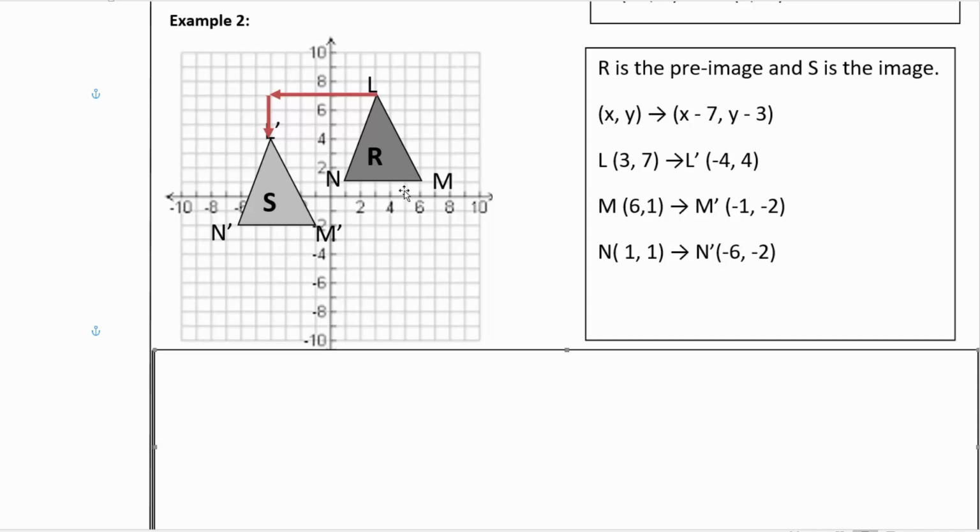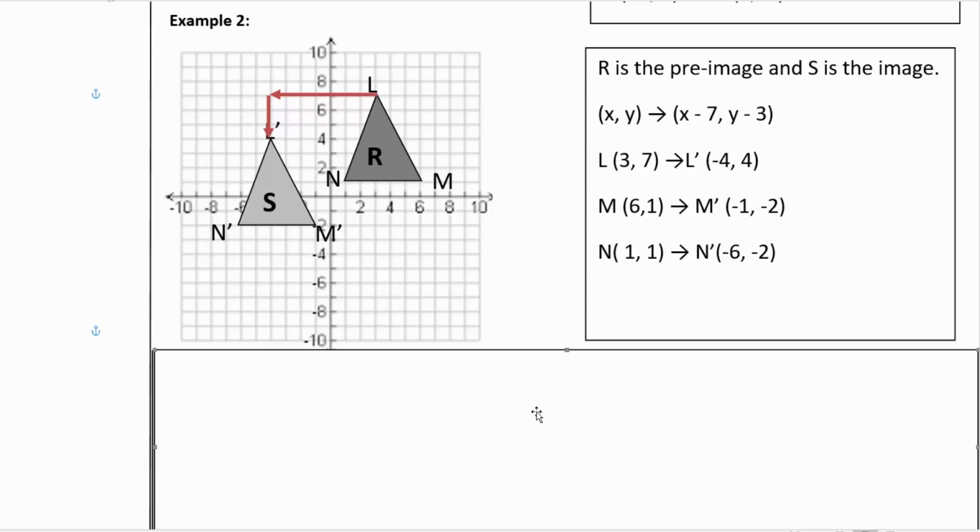We follow those same steps for M. It started at 6, 1. We subtract 7 from the x-coordinate 6 and 3 from the y-coordinate 1. M prime is at -1, -2. Doing the same thing for point N, it started at 1, 1. If we subtract 7 from the x-coordinate, we get -6. If we subtract 3 from the y-coordinate, 1 minus 3 is -2. So N prime is at -6, -2.